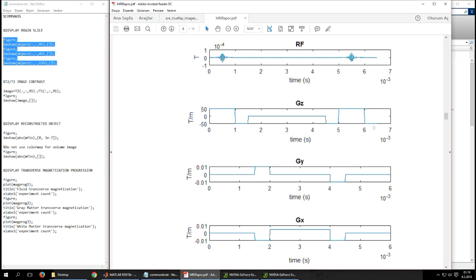This huge value of 50 Tesla over meter for GZ gradient you see is a result of a design error which I made very early in the project. It is the value required to excite a volume of 7 mm thickness or 7 planes, which has the z equals 91 plane in the middle. Other than being unrealistic, it doesn't cause any problems though.